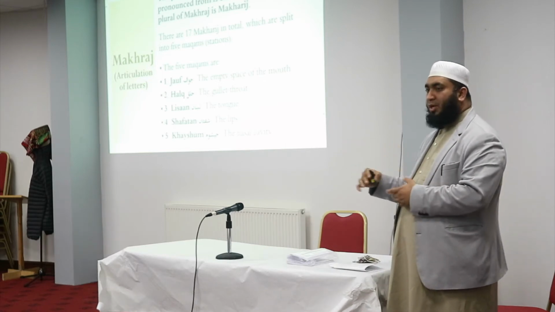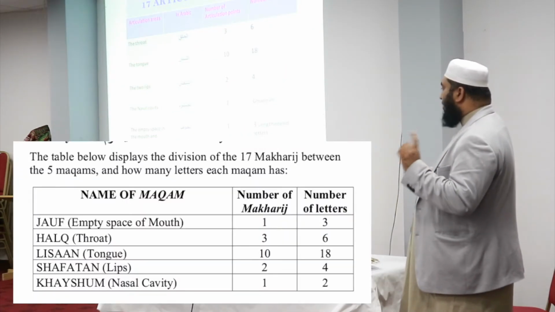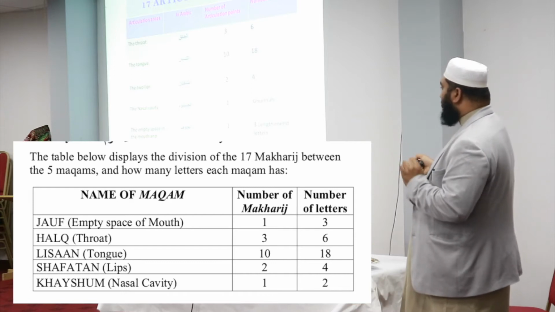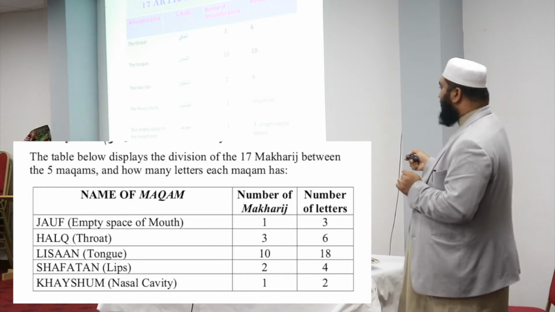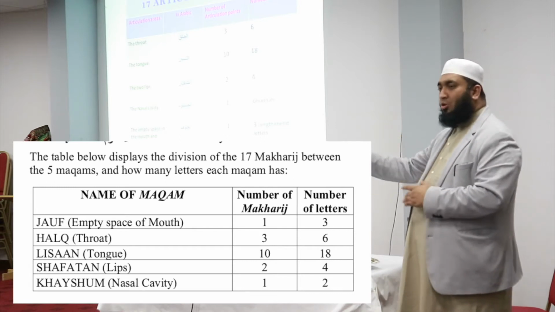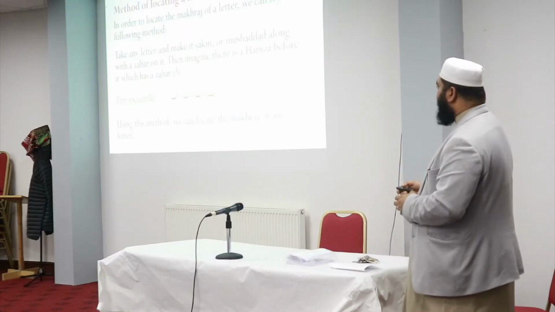If we explain more, in Jawf we've got only one makhraj. In Khayshum we've got 1 makhraj. In Shafatan we've got 2 makhraj. In Lisan 10 makhraj. And in Halq 3 makhraj. It will be easier when we go into the description. So let's go to the description and see, inshallah.